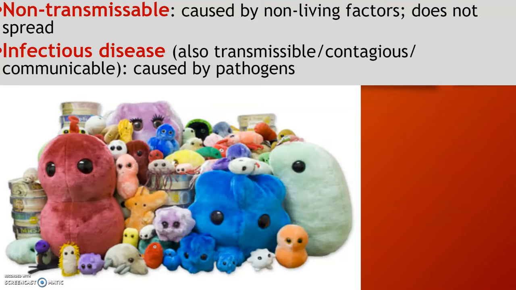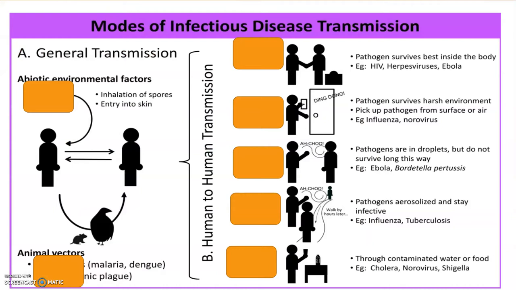There's ones that are non-transmissible, which are caused by non-living factors, so it doesn't spread. Certain hazards, car accidents are not going to spread. This is different from infectious disease, which is transmissible, contagious, and communicable, which is caused by pathogens. There's a bunch of ways in which infectious disease can be transmitted.